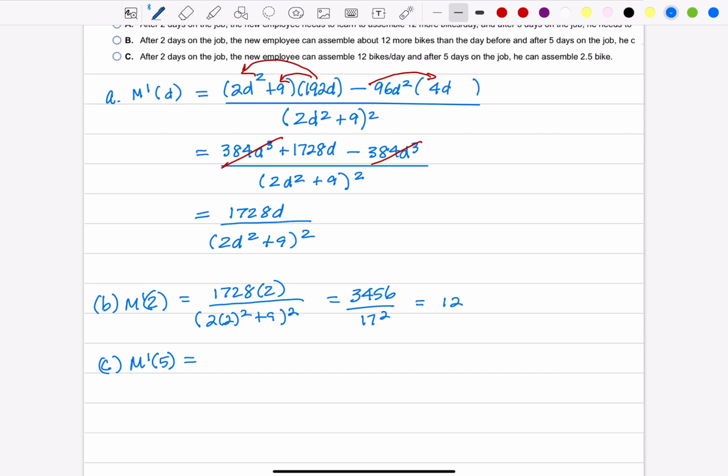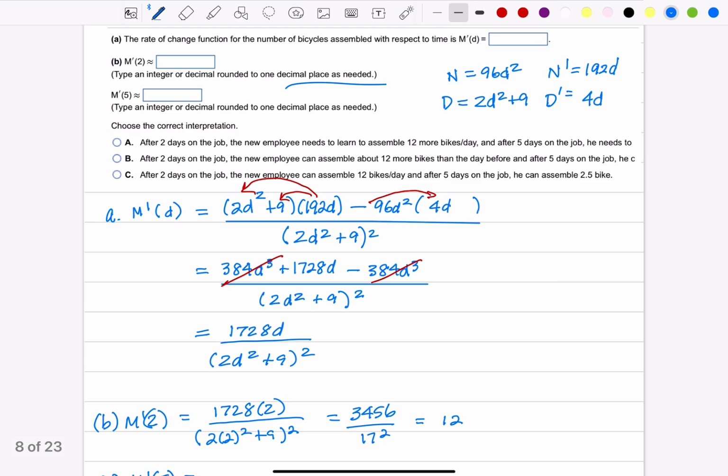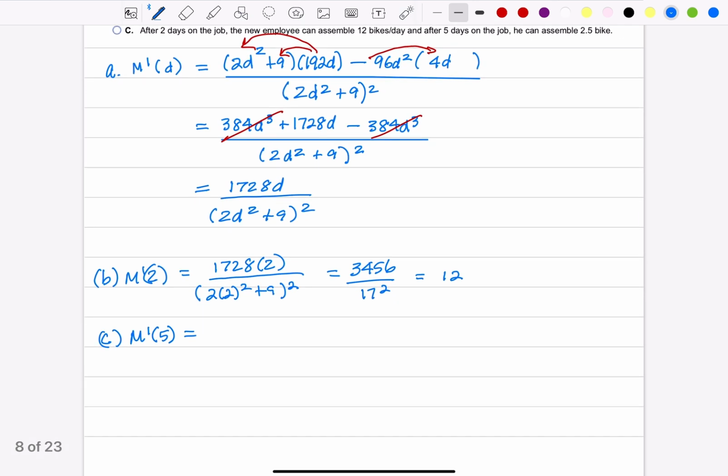And it's rounded to, I think, let's see what it says. Round to 1 decimal place. Well, it rounds to 12.0. So just 12. M prime of 5 gives us 1728 times 5 over 2 times 5 squared plus 9 all squared. That's 8640 over 3481. And that's 2.5 when rounded to 1 decimal place.